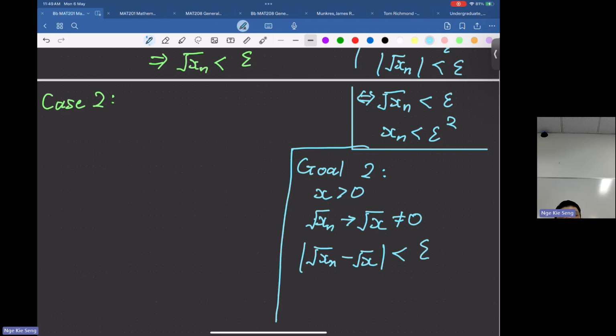Somehow we need to get control of this xn, using what we know. What do we know here? By assumption, we start with a sequence that converges to x. Somehow we need to use xn minus x to control the square root of xn minus the square root of x. How do we create this xn minus x?